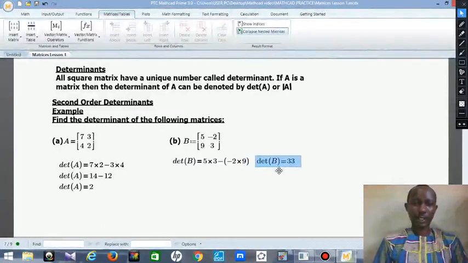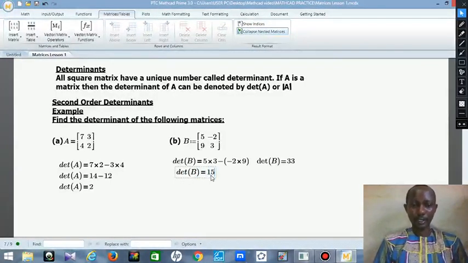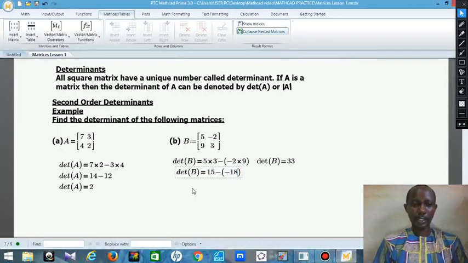Let me shift this out there. So this is the step: 5 times 3 minus 2 times 9. Very important, minus is always the sign separating the cross multiply. 5 times 3 minus 2 times 9. Take note, that's why I put it in bracket. Then the determinant of B is going to be equal to 5 times 3, which gives us 15, minus, open bracket, so minus 2 times 9 will give us minus 18. Take note of that.